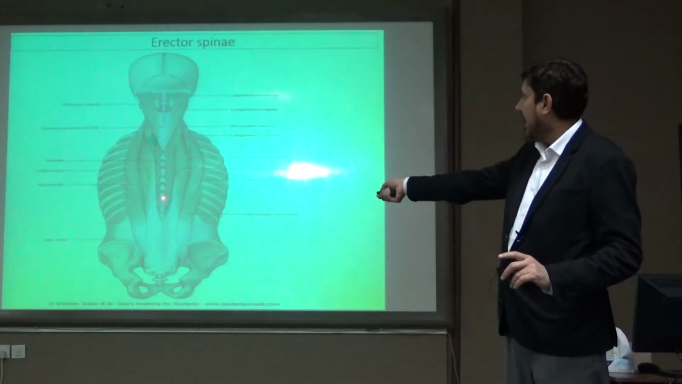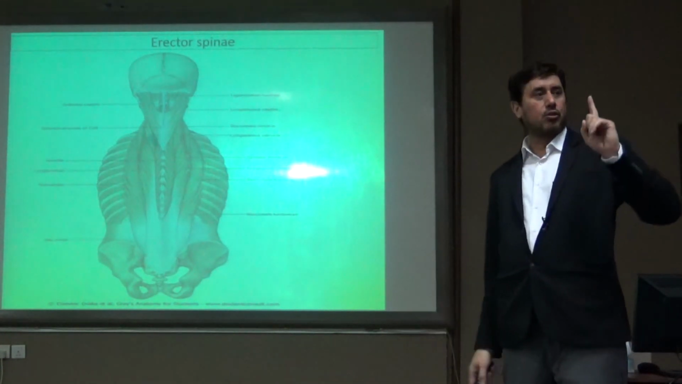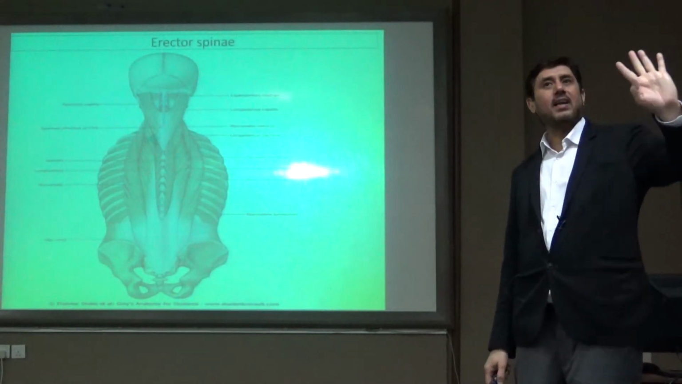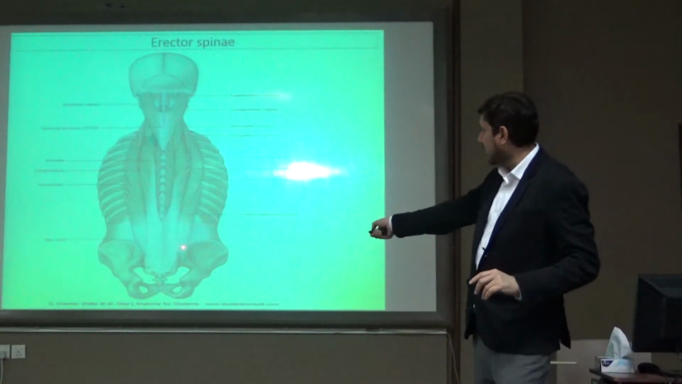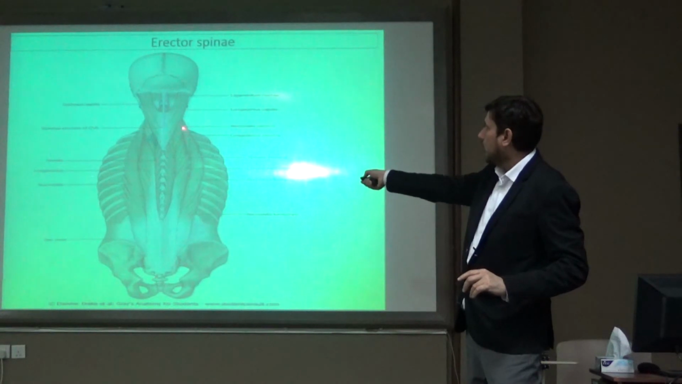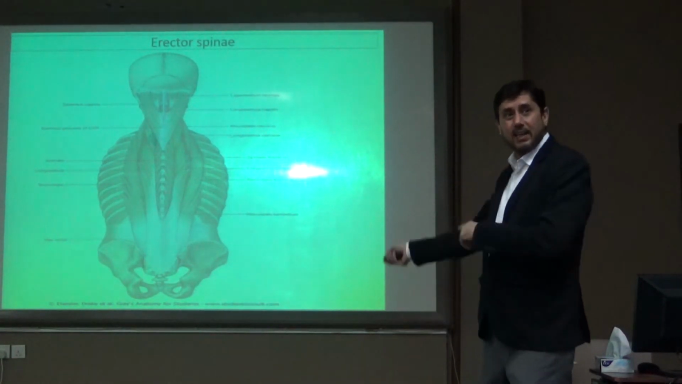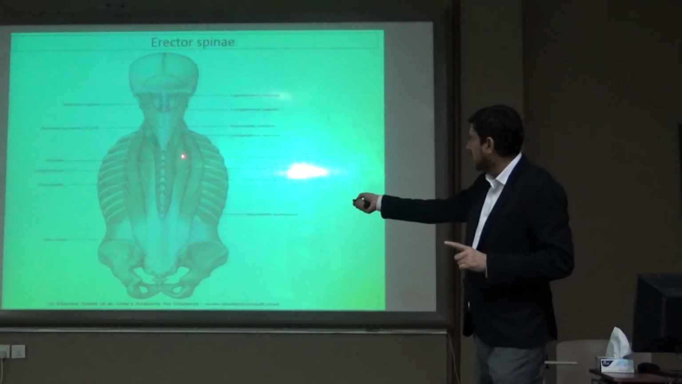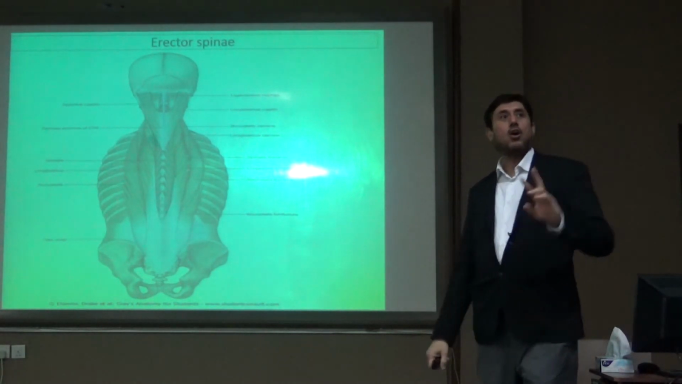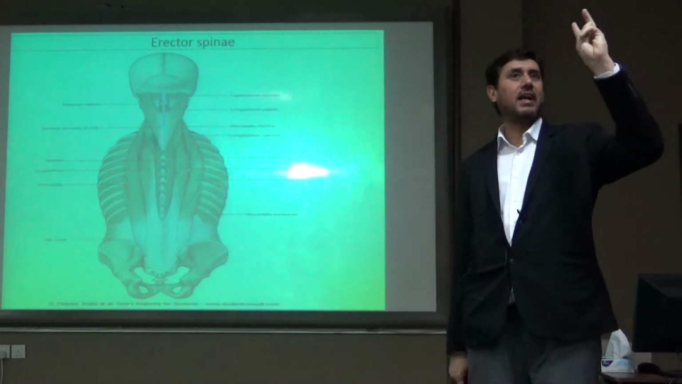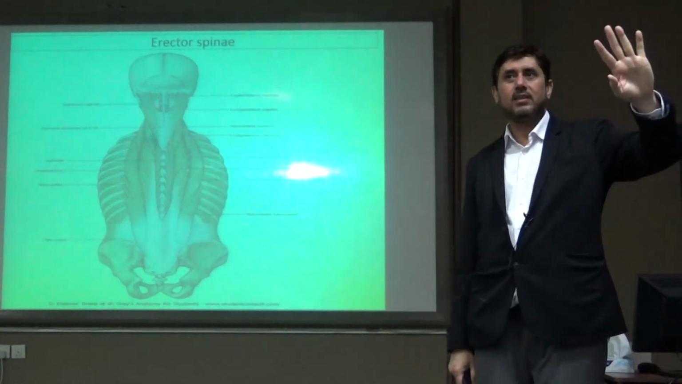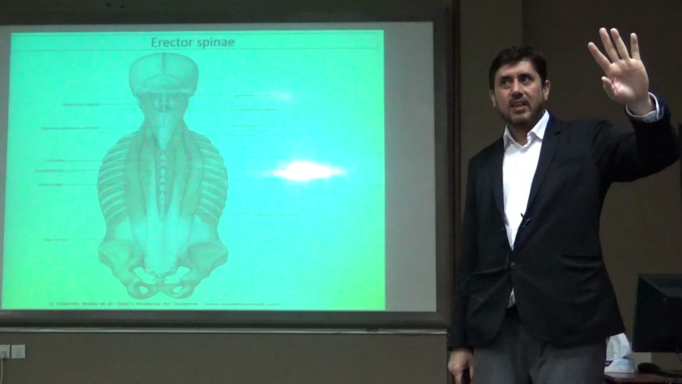Now we are running from lateral to medial. Leave this muscle, and this one is around the spine. What should be the name of this? Spinalis. Simple. And in between, this one is known as longissimus. All these three are known as erector spinae. Is it clear to everybody?